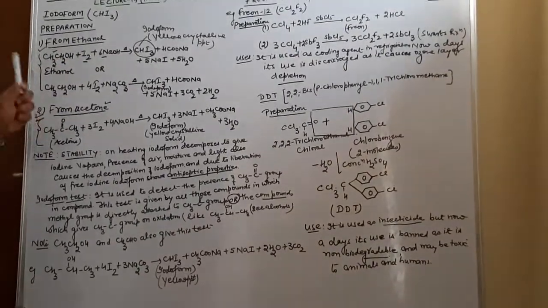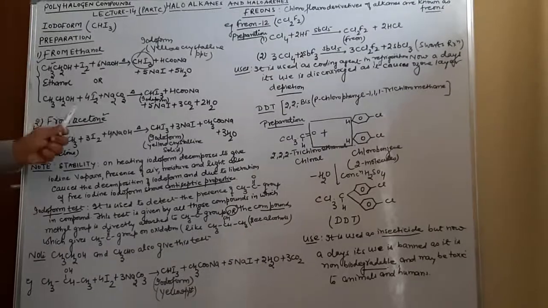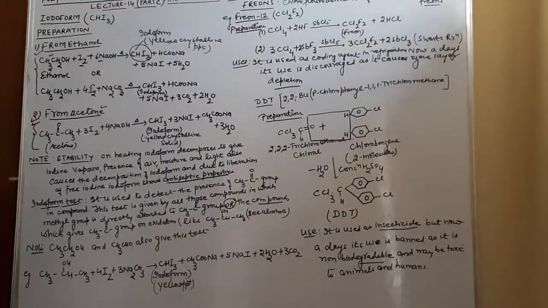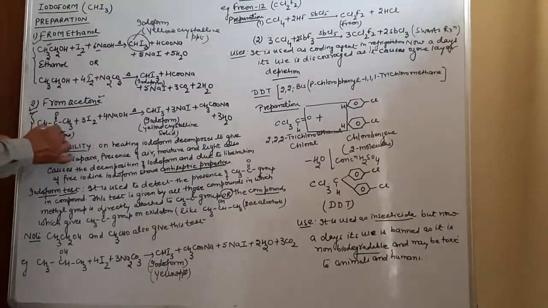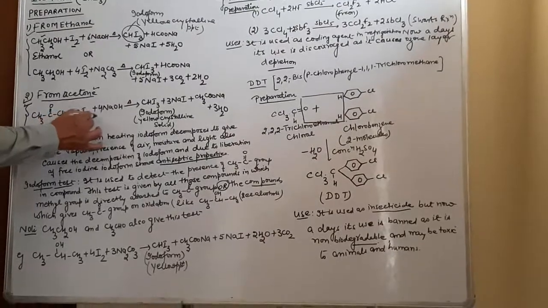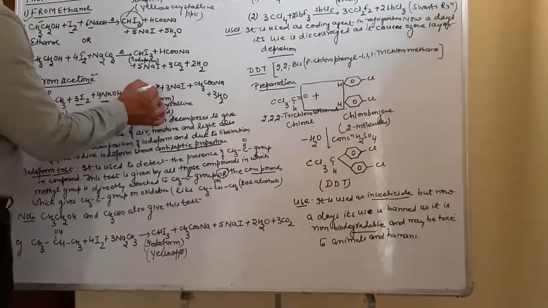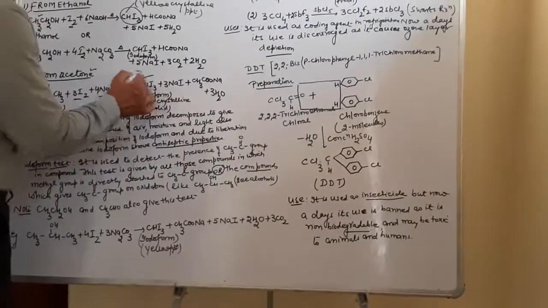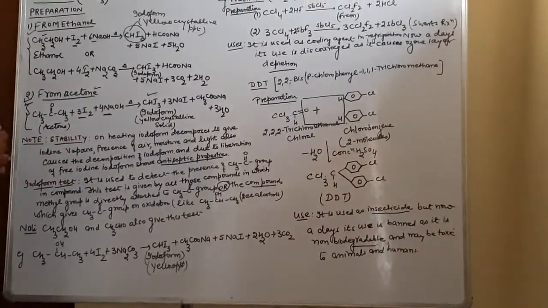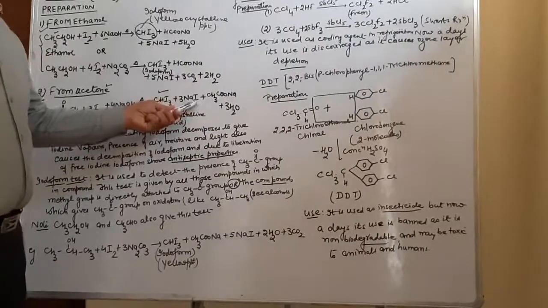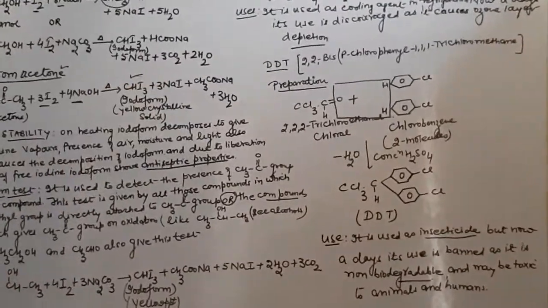So please do not forget to learn these reactions very thoroughly. The reactions are very simple. Acetone, when reacted with iodine and sodium hydroxide, will result in the formation of a yellow crystalline precipitate of iodoform, along with the formation of sodium acetate, sodium iodide and a molecule of water.